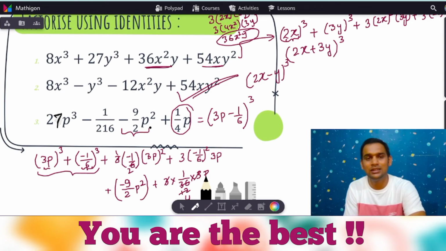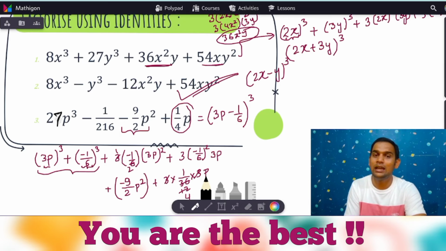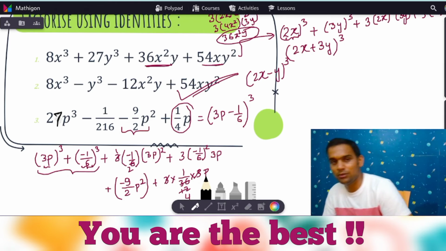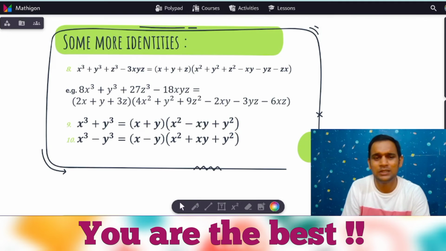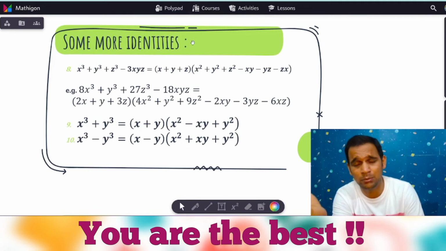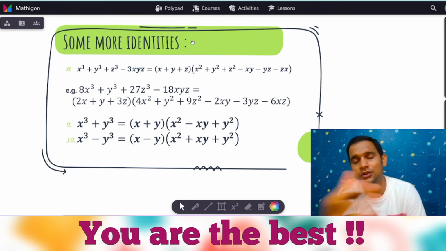If you still have a little bit of confusion, comment down. I'll make a more detailed video about this, because this concept might at times be a little bit confusing, but the only thing you have to remember is to take the expanded form and compare it.